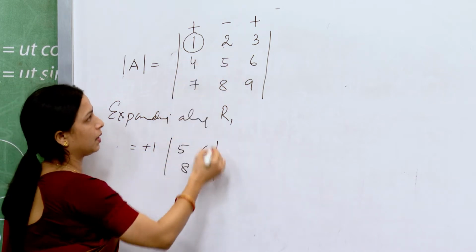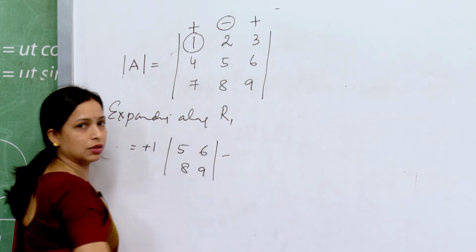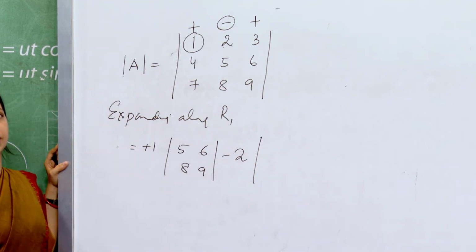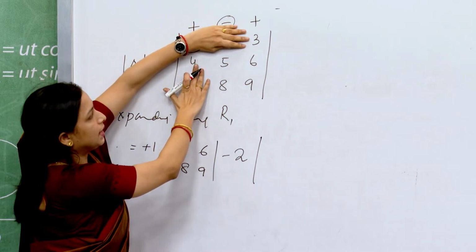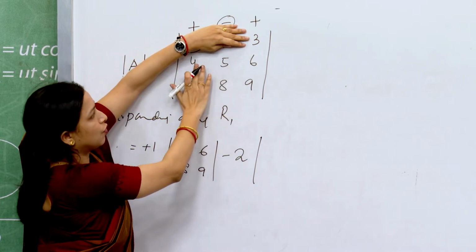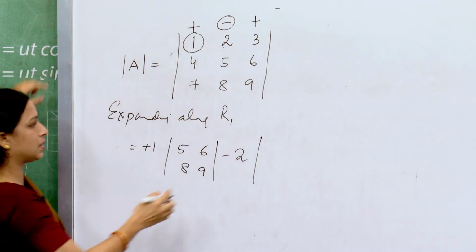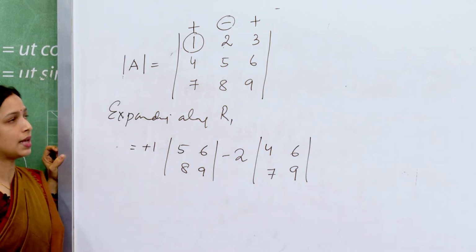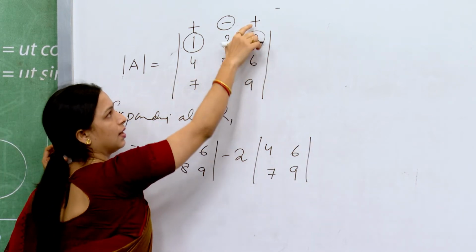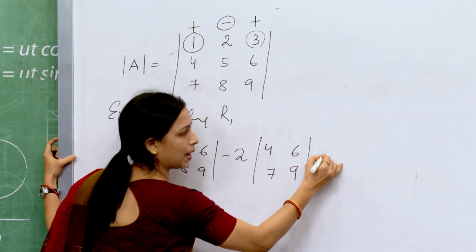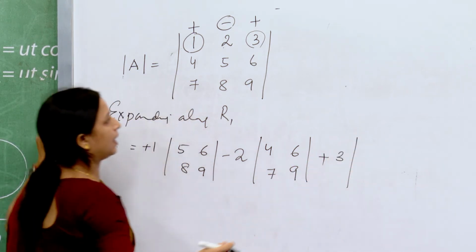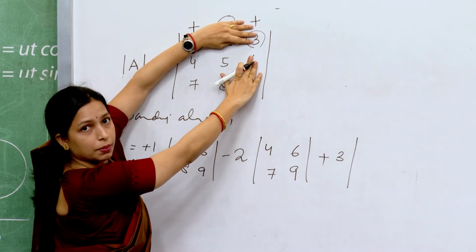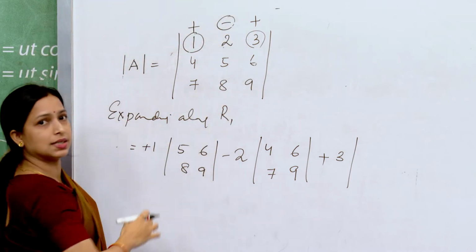Similarly, for the second element, what is the sign? Minus: the positional sign, the element, and then the second order determinant. How do we get it? We delete the row and the column in which it lies. So 4, 6, 7, 9 are the resultant elements. Right? Similarly, the next element is 3. The positional sign is plus. So plus 3. And then how do we get the determinant? We delete the row and the column in which it lies, and the resultant elements form the second order determinant.